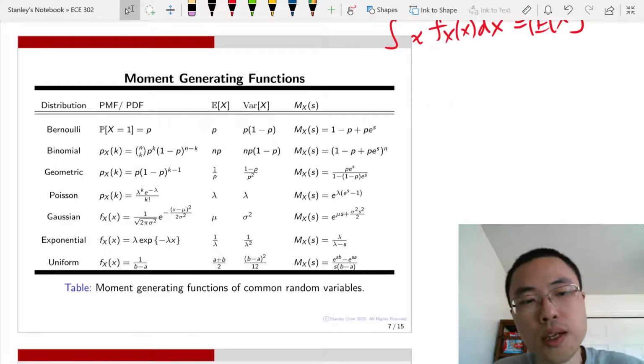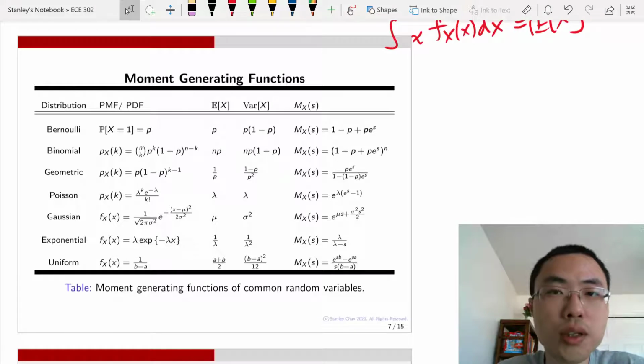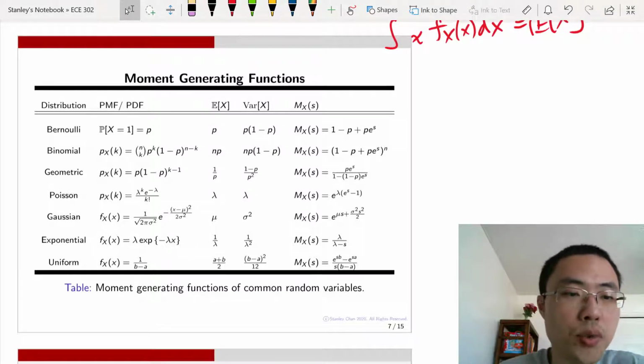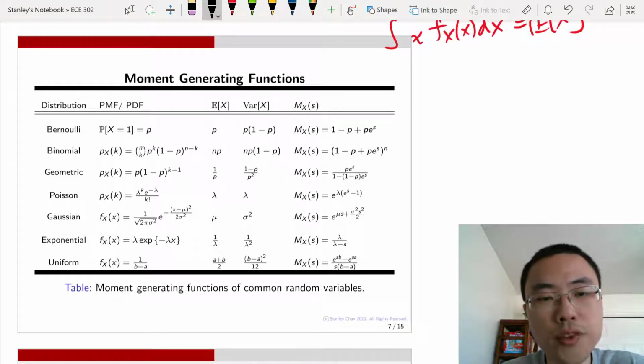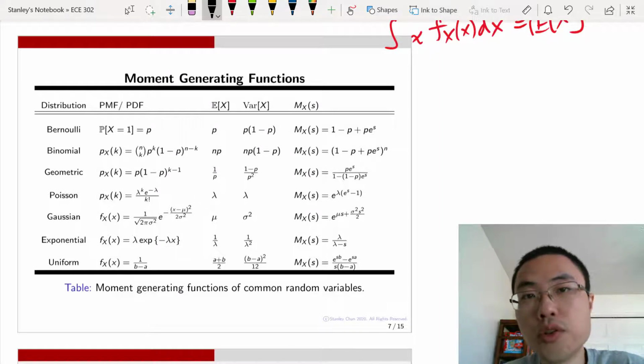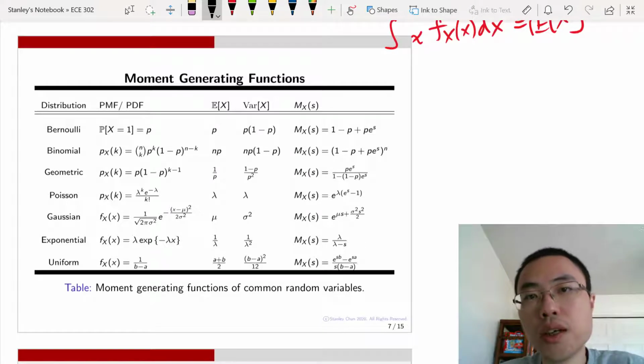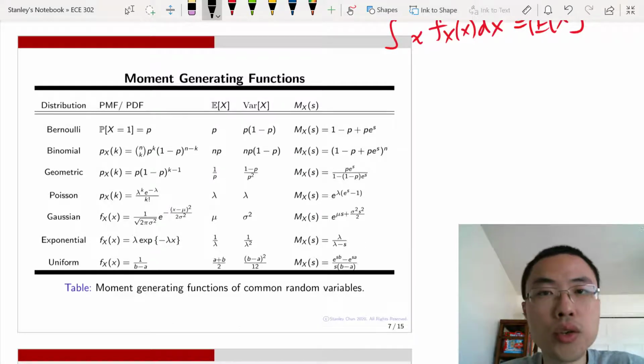This table tells us a few commonly used moment generating functions. We have the Bernoulli, binomial, geometric, Poisson, Gaussian, exponential, and uniform. We have their respective PMF and PDF. We have the mean, the variance, and then here I give you the equations for the moment generating functions. So this table will be given to you on the course website. You can easily download it.